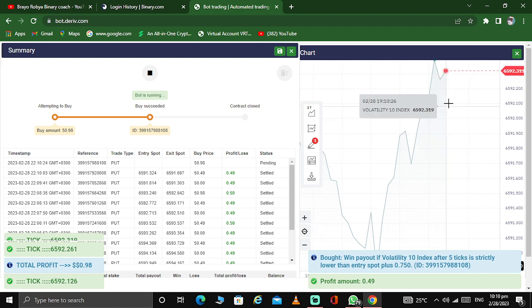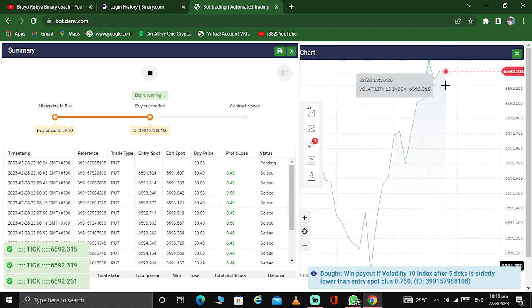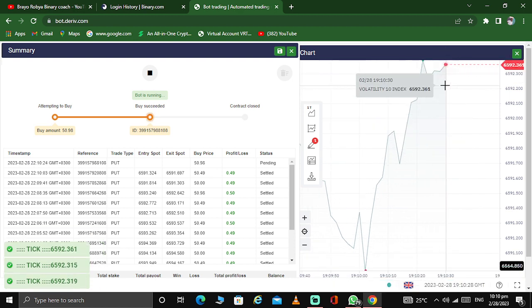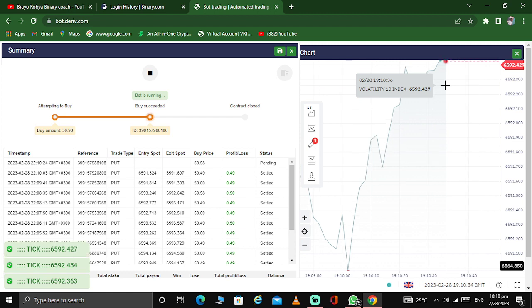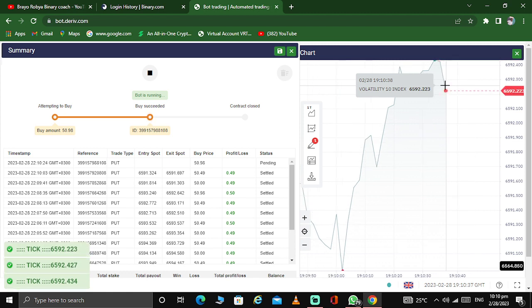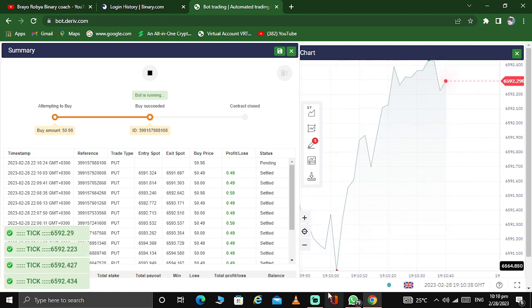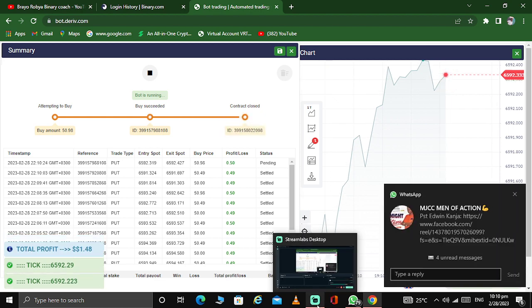So right now everything is just cool. Can just leave it to trade like that. And I promise you, we're not even going to make a single loss with this bot. We're going to reach our take profit. Yeah, we're going to reach our take profit.